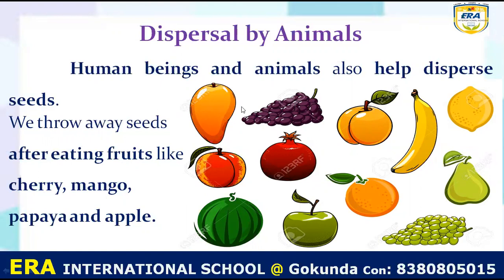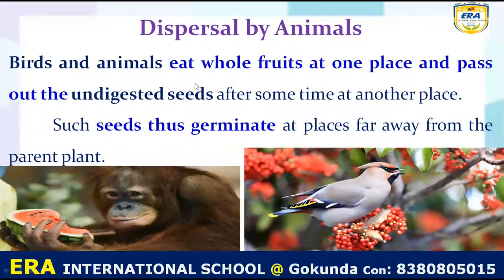Understand? So human beings and animals are also responsible for spreading seeds, because when they eat the fruit, they throw away the seeds. You know that in dispersal by animals, birds and animals eat the whole fruit at one place and pass out the undigested seed after some time at another place.